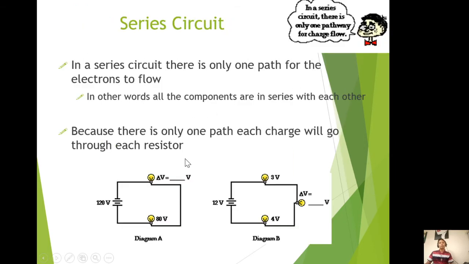As you can see here, if the total voltage applied to the circuit is 120, and you have a voltage drop to the second bulb of 80 volts, what is the amount here? So 120 minus 80 is 40. So 40 volts is the drop. So 40 plus 80 is equal to 120.